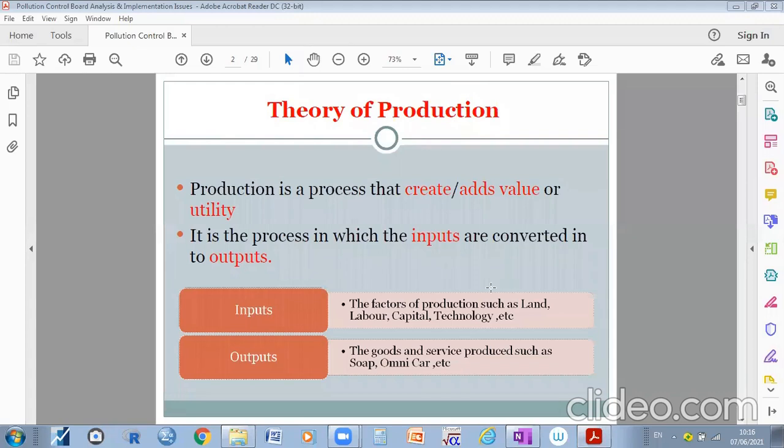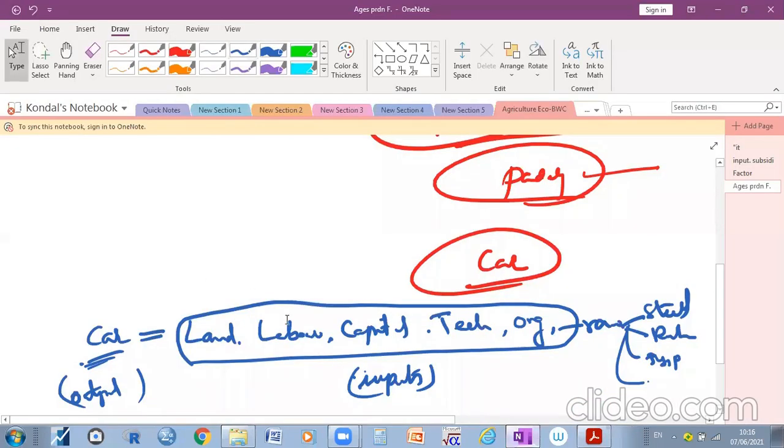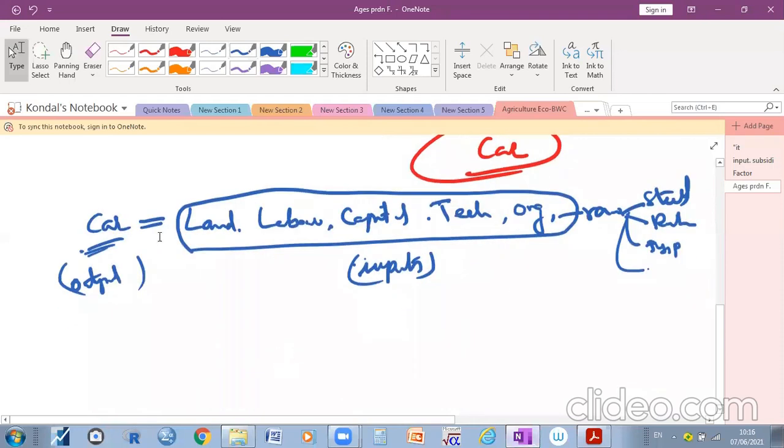They're not responding. See here, when we are studying inputs and outputs, this is called the production function. So what is meant by production function? Can anybody tell me?